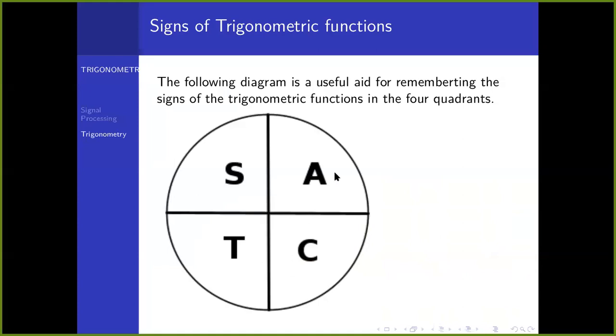So this diagram you're familiar with, I think, is what helps you to figure out the signs for the trigonometric functions. In the first quadrant, from 0 to 90 degrees, all the ratios, the sine, the cosine, and the tangent, will be positive. If we are between 90 and 180, the sine will be positive, and all the others will be negative: tangent and cosine will be negative. Between 180 and 270, the tangent is positive.